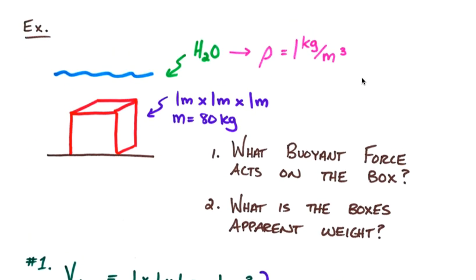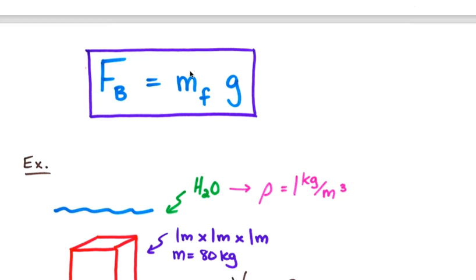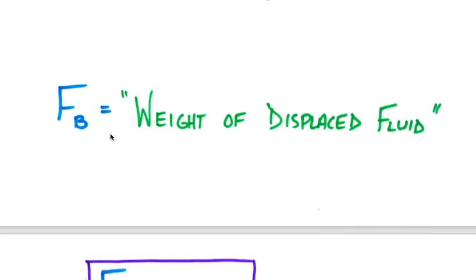The key thing to realize is that if you'd like to find the buoyant force, you need to find the mass of the fluid that has been displaced and multiply that by the acceleration due to gravity, because it is the weight of that displaced fluid that will give you the buoyant force.